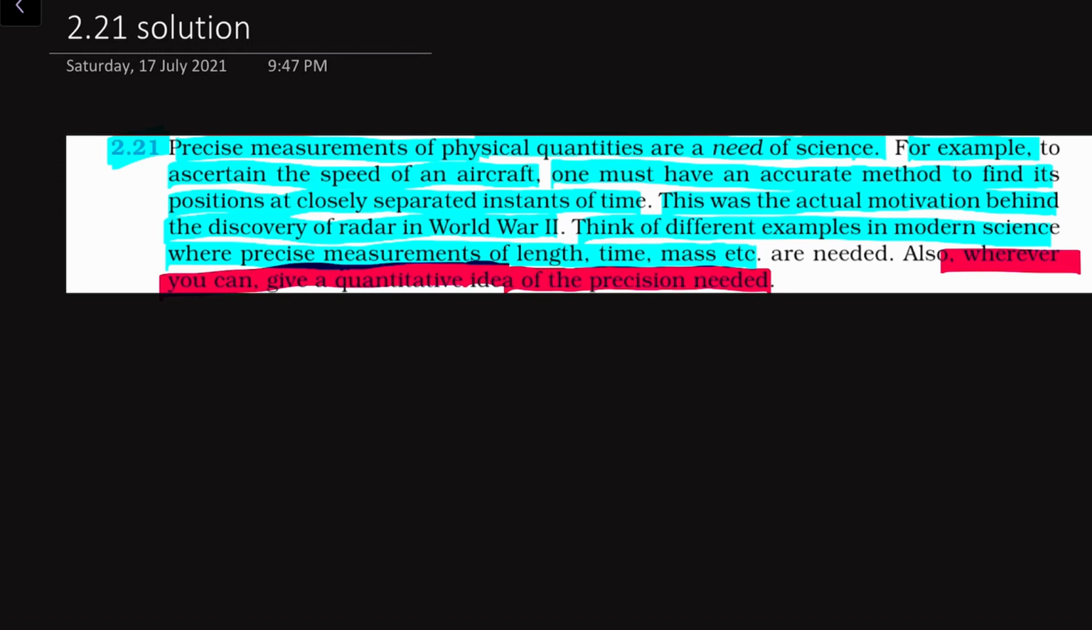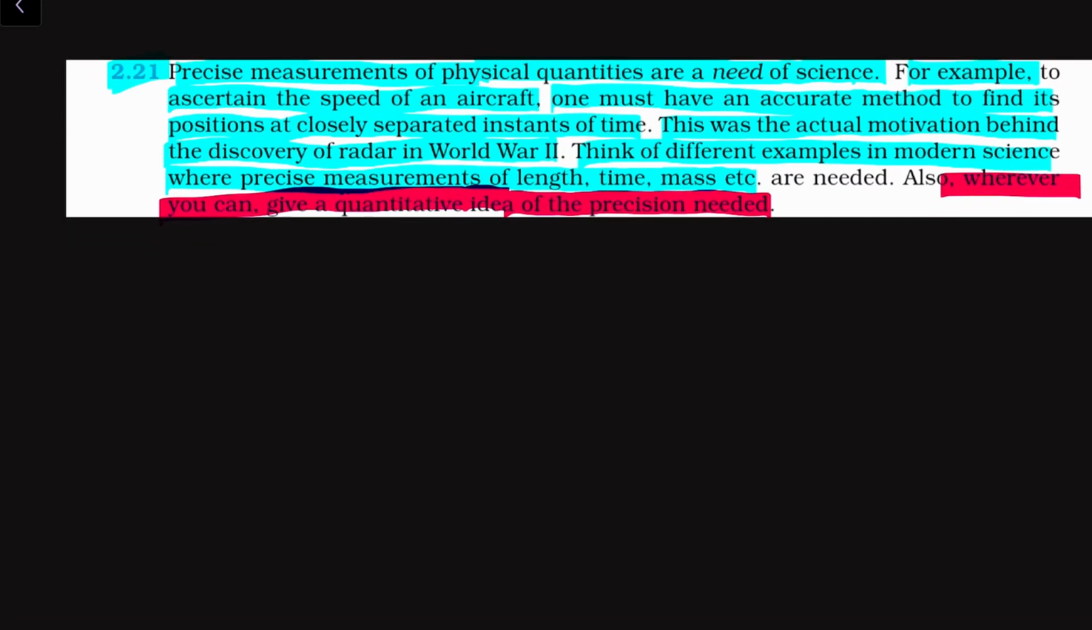Here we are given three types of measurement. One is the length, one is the time and another is the mass. So here we have three basic measurement units. They are length, time and mass. So we will consider them one by one. First of all, let us consider the time. So what is the importance of precision in the measurement of time?